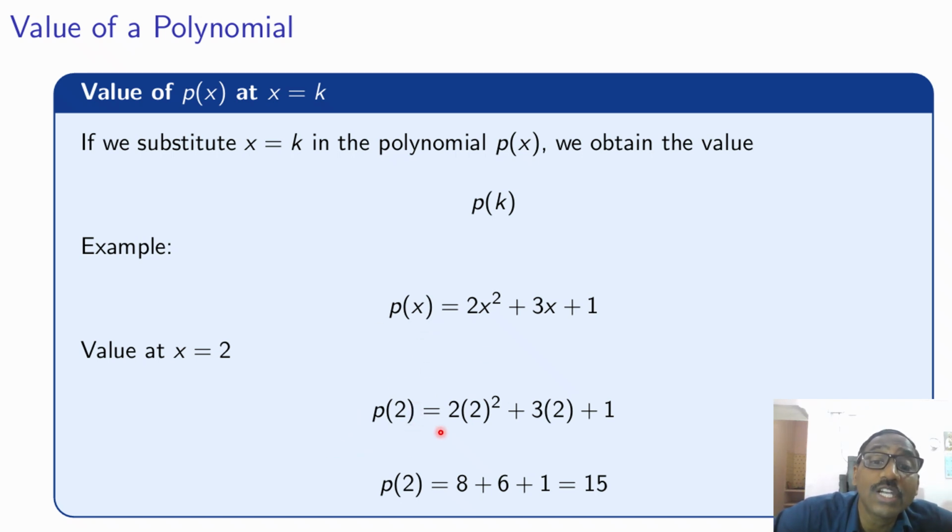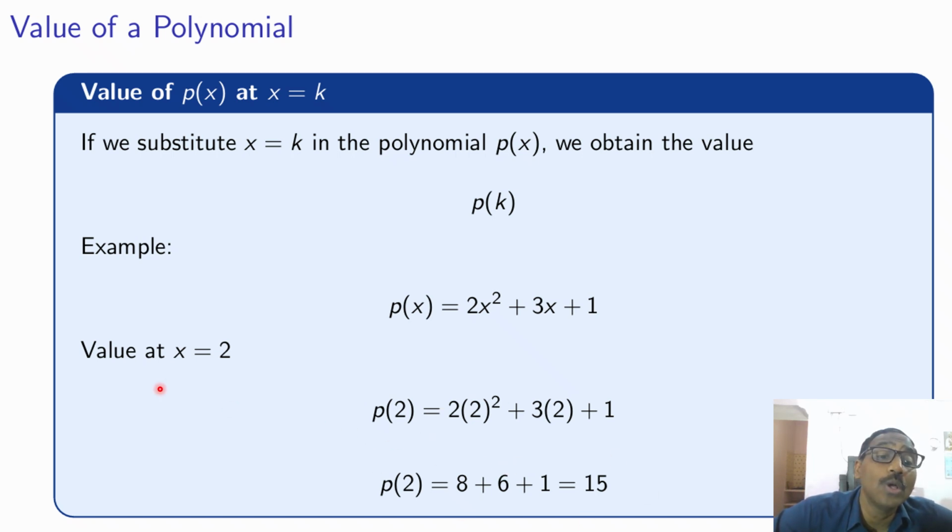So p of 2 is equal to 2 times 2 square plus 3 times 2 plus 1. So 2 square is 4, 4 times 2 is 8, and 3 times 2 is 6. So 8 plus 6 plus 1: 8 plus 6 is 14, 14 plus 1 is 15. So p of 2 is equal to 15. If they give the polynomial and ask to find at x equal to 2, we will write 2 in place of x. So p of 2 we got.